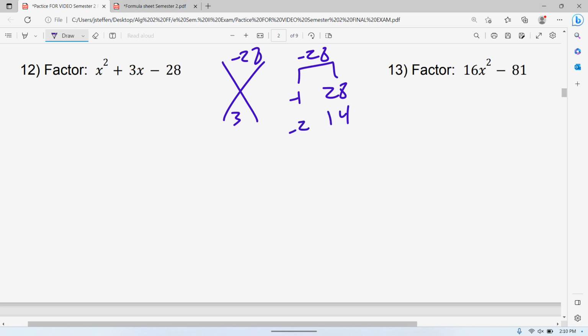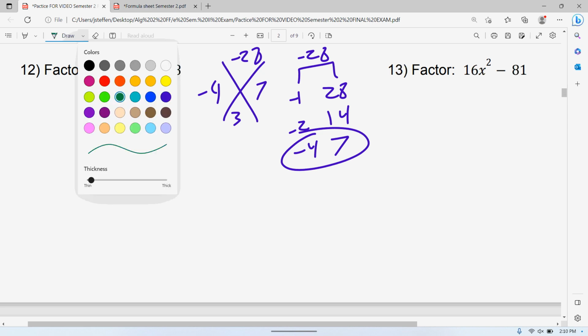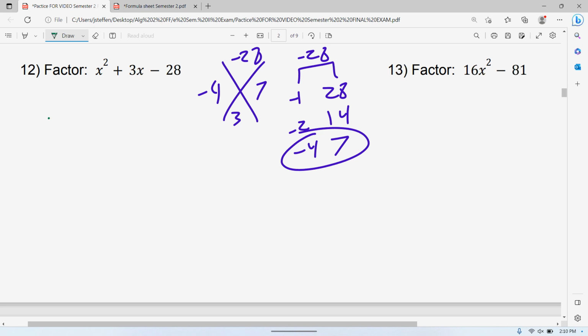Negative 14, 3 didn't work, negative 4 and 7. So which ones add up to be positive 3? Negative 4 and 7. And again, if you did that and you got negative 3, you just have to switch the signs with your 4 and your 7. Ends up being x minus 4, but it is a 4, and x plus 7.